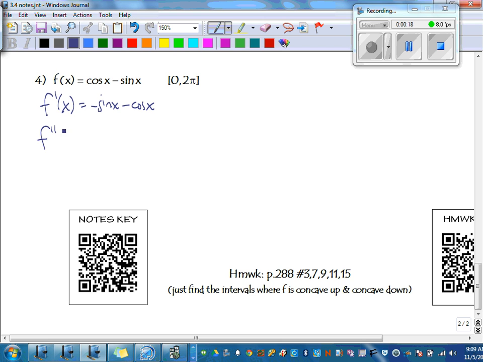Then we want to take the derivative of that. So we get negative cosine of x minus, derivative of cosine is negative sine, so this becomes plus sine of x. And we want to know when this is equal to 0.